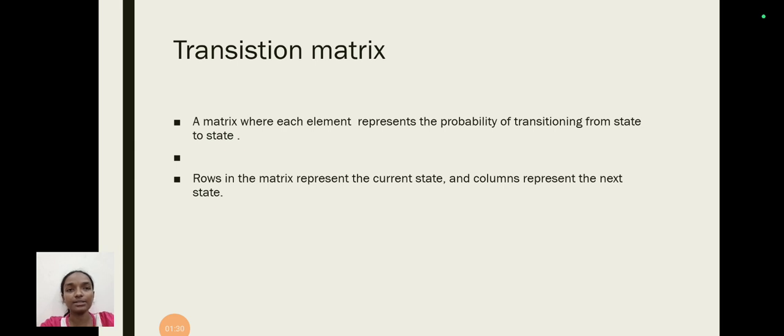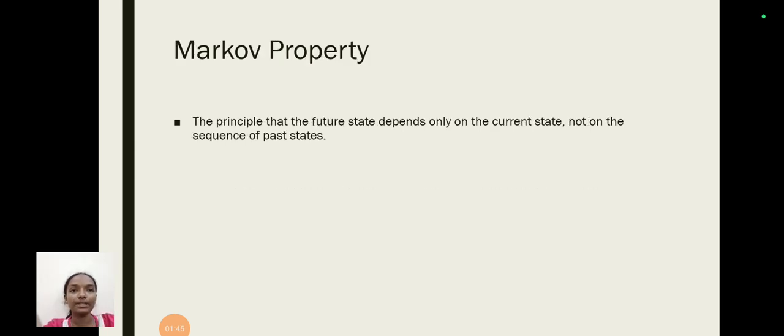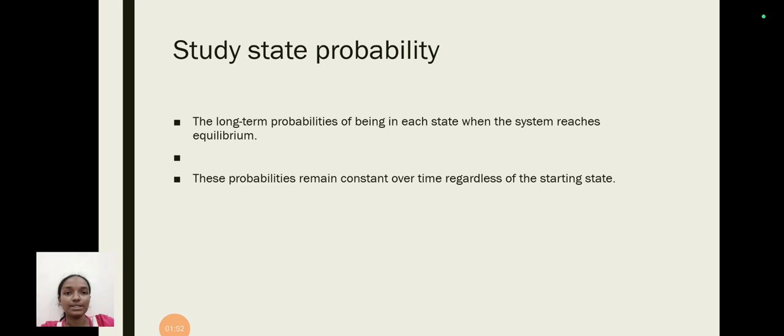Next, transition matrix. A matrix where each element represents the probability of transiting from one state to another. Rows in the matrix represent the current state and columns represent the next state. Next, Markov property. The principle that the future state depends only on the current state, not on the sequence of past states. Next, steady state probability. The long-term probabilities of being in each state when the system reaches equilibrium. These probabilities remain constant over time regardless of the starting state.